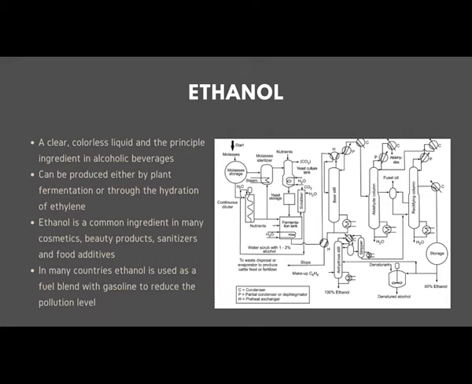It can be produced either by plant fermentation or through the hydration of ethylene. Ethylene is a common ingredient in many cosmetics, beauty products, sanitizers, and food additives. In many countries, ethanol is also used as a fuel blend with gasoline so that the pollution level can be greatly reduced. So that is why even some of the refineries have an ethanol manufacturing plant as well as an ethanol blending plant, so that the fuel will have less impact on the pollution front.